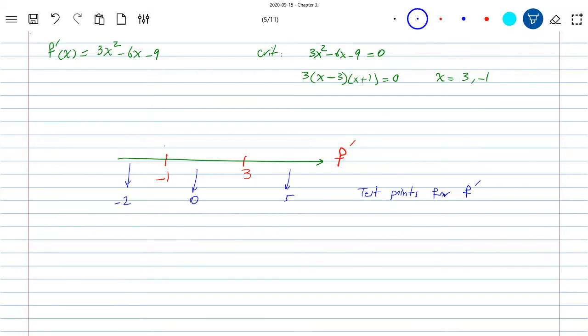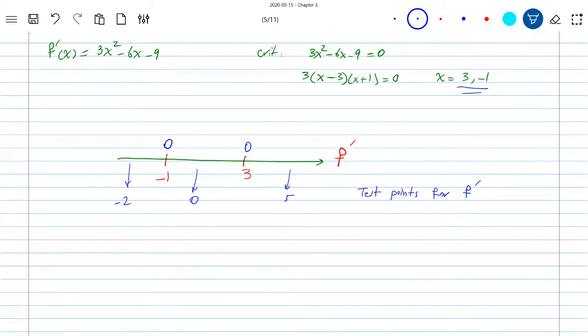At -1, by the way, f prime must be 0 because it's a critical number. The same as at 3, the derivative must be 0. That's how we found these two. We said where the derivative is 0. If at 3 was a point where the derivative does not exist, I would write does not exist. In this case, at these 2 points, the derivative is 0. Test points for those: -2, 0, and 5.